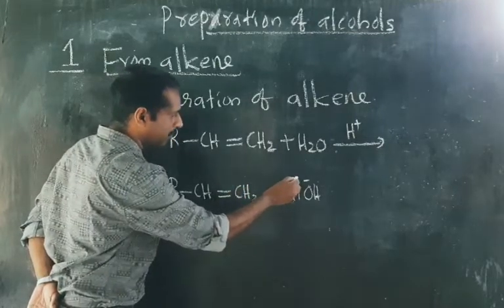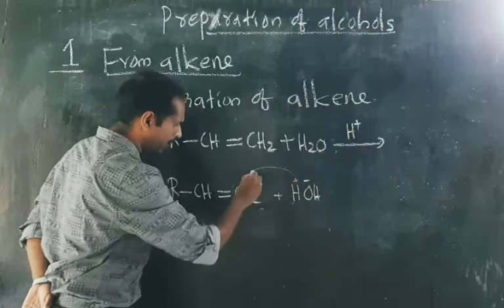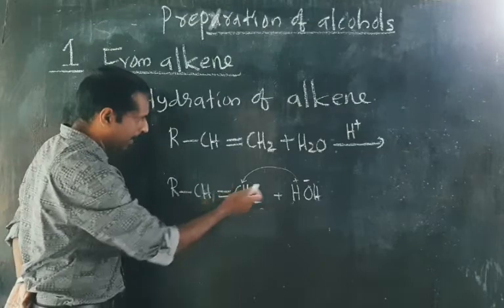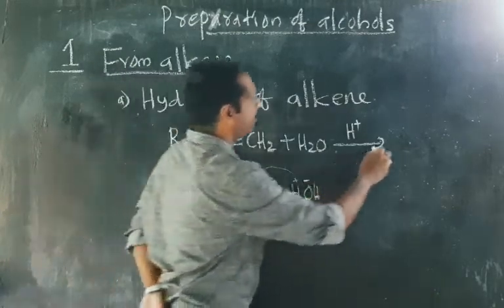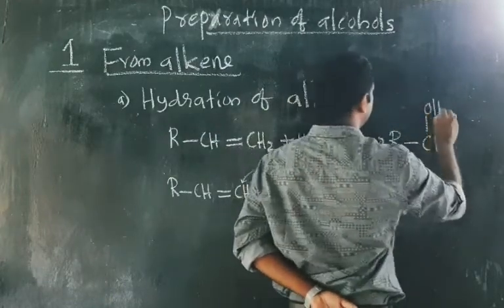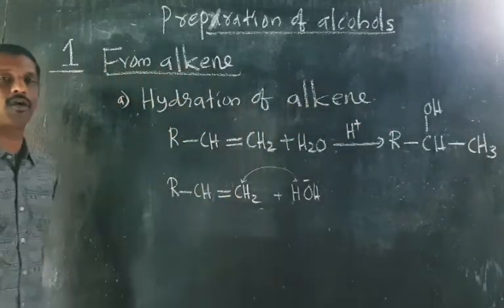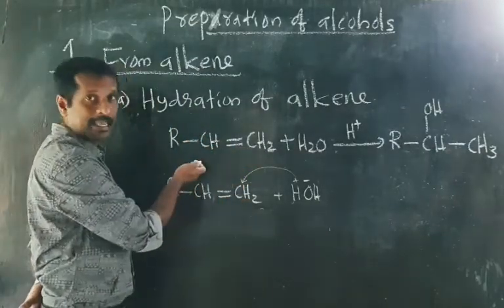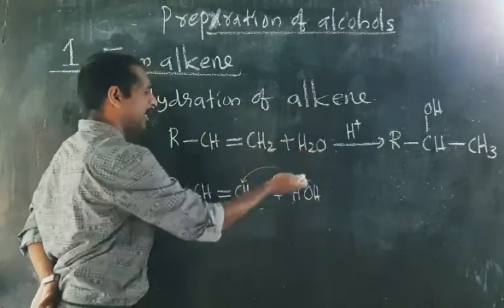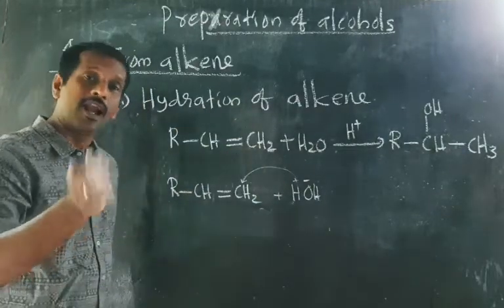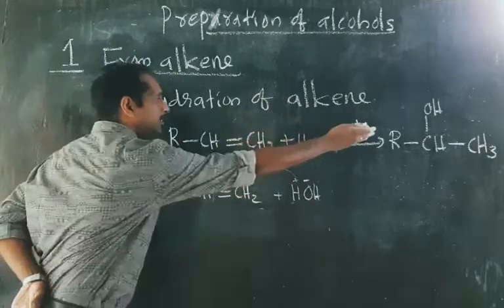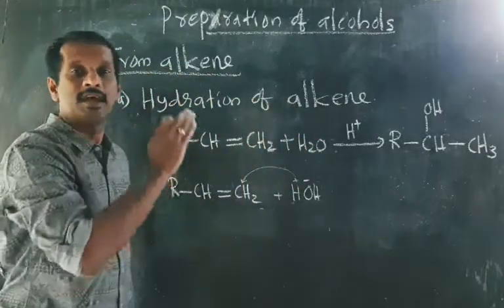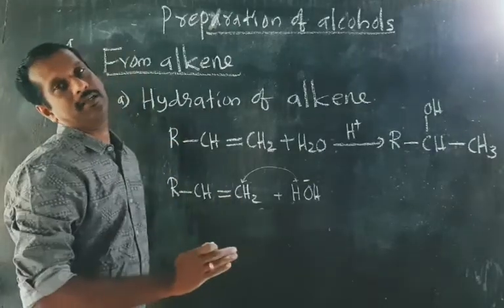That means the positive part of the reagent H2O, written as H plus OH minus, will go to this carbon because this carbon has more hydrogen atoms. The bond will break, the hydrogen will come to this carbon and OH will go to this carbon, and we get RCH(OH)CH3. So this reaction is following Markovnikov's rule. That is hydration of alkene. If you take an unsymmetrical alkene, the reaction will follow Markovnikov's rule. H plus will go to the double bonded carbon which already has the highest number of hydrogen atoms, and you get this product. That is the first method of preparation of alcohol from alkene, by the hydration of alkene. That means alkene reacts with water in presence of a dilute mineral acid.